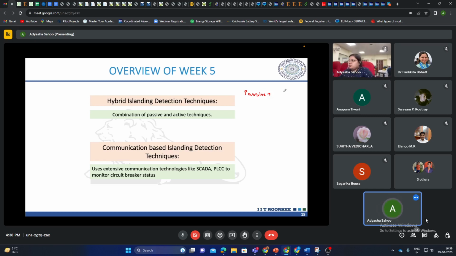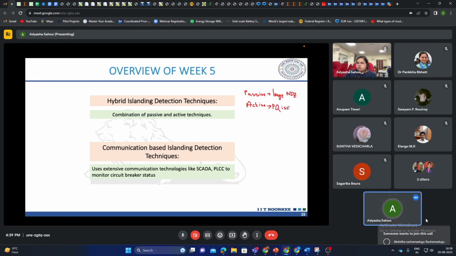What were the issues with these passive islanding detection techniques? First one is it had a large non-detection zone, basically, which we had seen. And in active, what was the issue? In the active method, since we were injecting signals back, they were leading to power quality issues.